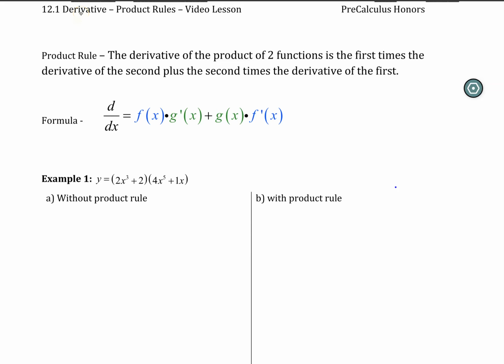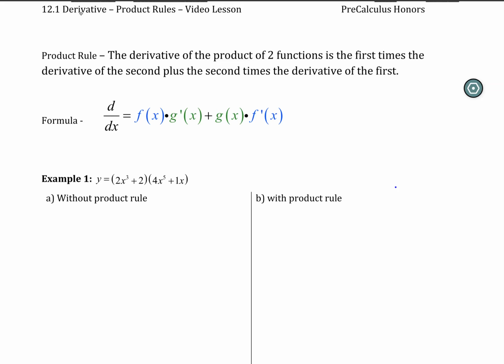Video lesson 12.1, derivative rules, specifically product rules. So when we're finding derivatives, there are multiple ways that we can go about it depending on the information. The most common and the most useful is the power rule, but that specifically works when we have individual terms.